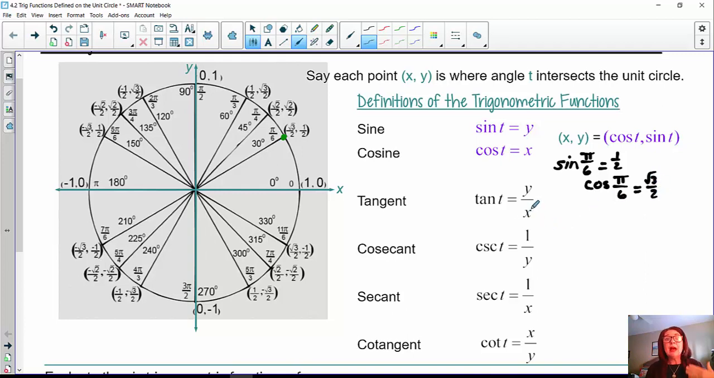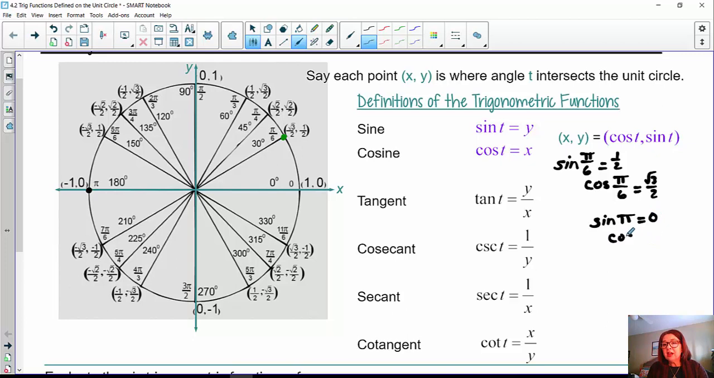And every angle has a sine or a cosine, so we're not limited just to pi over 6. We could say, okay, what is the sine of pi? Well, we find where pi intersects the unit circle. It's over here, and there's the point. So we look at that ordered pair. The sine is the y part of the ordered pair. So that's going to be 0. The sine of pi is 0.